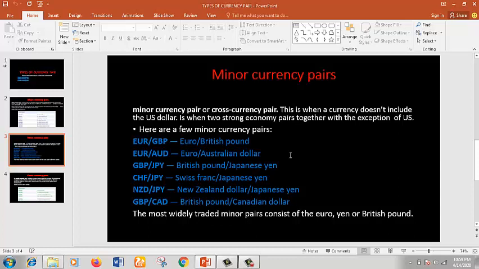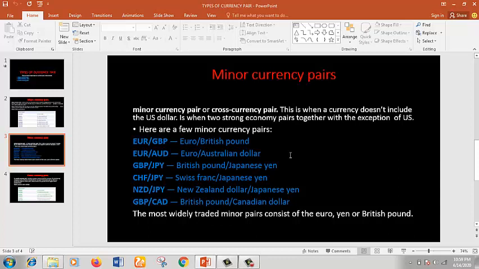Now, if you look at this example outline, you will discover that there is no US dollar in this place. So these two nations that are merged together are both strong economies. That means when two strong economies come together with the exception of US, they give rise to what we call a cross currency or a minor currency. It becomes a cross currency or a minor currency because US dollar is not attached or involved in this pair.